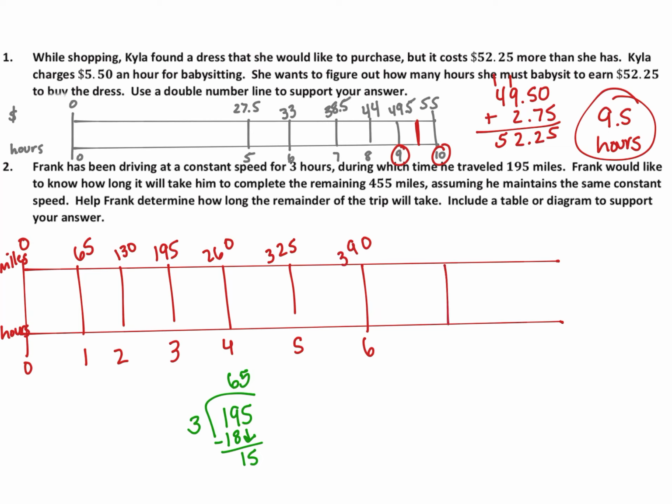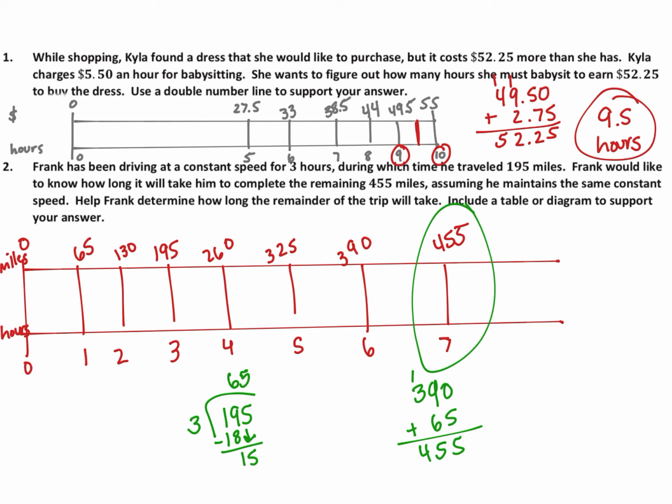And then adding another 65 to that. 0 and 5 make 5. 9 and 6 make 15. 1 and 4, or 1 and 3 make 4. 455. So it's going to be at hour 7 of his journey.